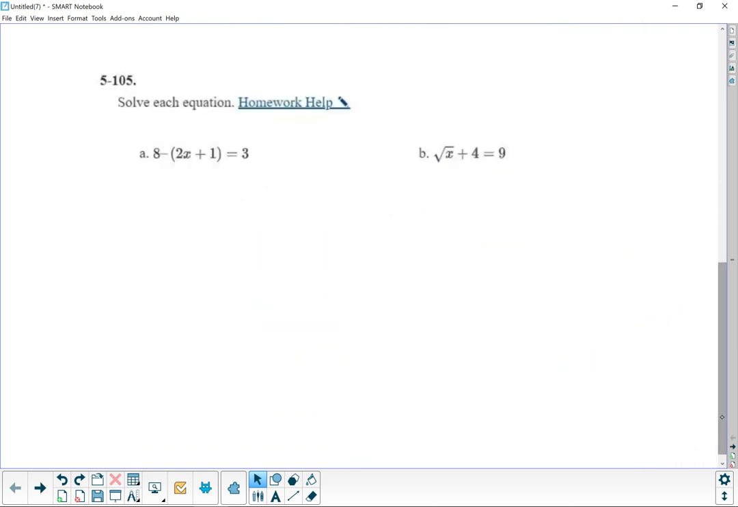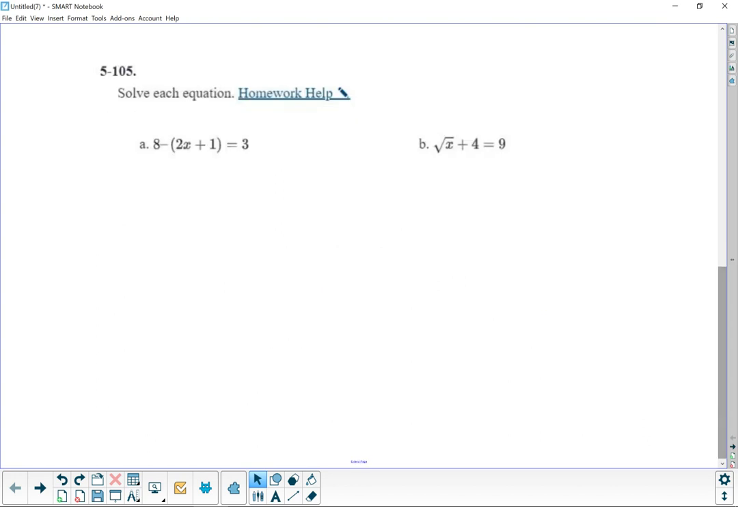And number 105, we're going to solve each of these equations. This goes back to previous chapters. This first one, we're going to distribute that negative to the 2x and to the positive 1. So we will have 8, copy everything down, minus 2x, negative, and positive 1 makes negative 1, equals 3.